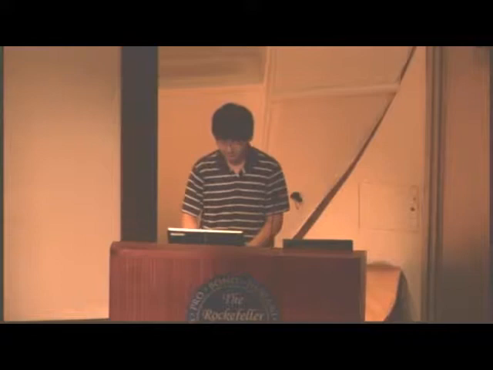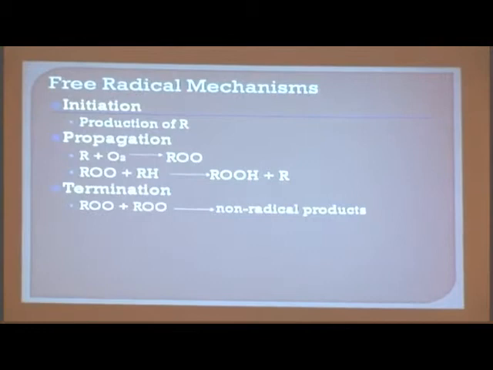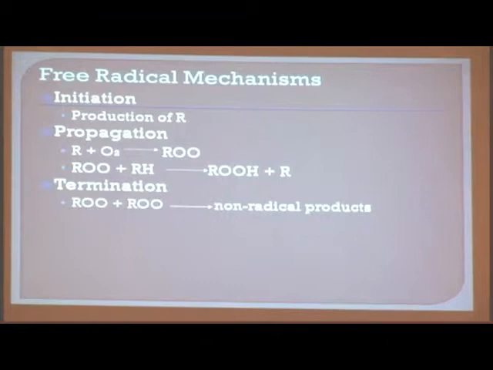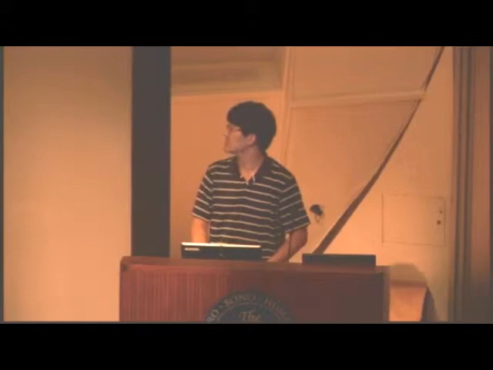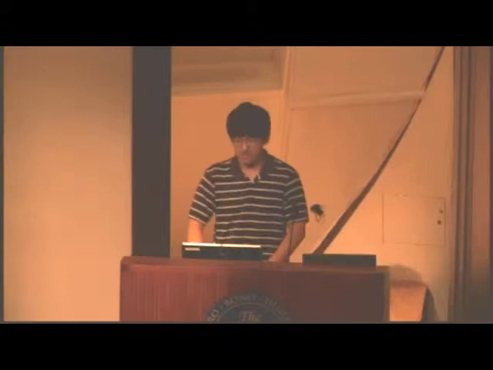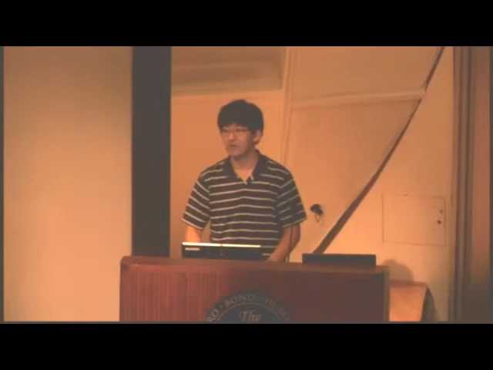So this is how the free radical reaction works. There are three steps, and the first one is initiation, which produces the R, called a radical. The second step is propagation, and you can see that there are two equations there, so there are two radicals in there. The final step is called termination, which eliminates the radicals by combining a radical with a radical itself.